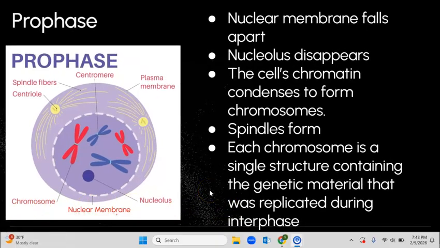The first stage is prophase. This is the setup phase. During prophase, the nuclear membrane, the protective shell around the DNA, starts to fall apart, and the nucleolus disappears. Inside the nucleus, the stringy DNA called chromatin condenses into chromosomes. Chromosomes are the X-shaped structures on the diagram. These chromosomes were actually copied earlier during interphase, so they are ready to go. Finally, the spindle apparatus begins to form, which acts like tiny cables that will eventually move the chromosomes around.